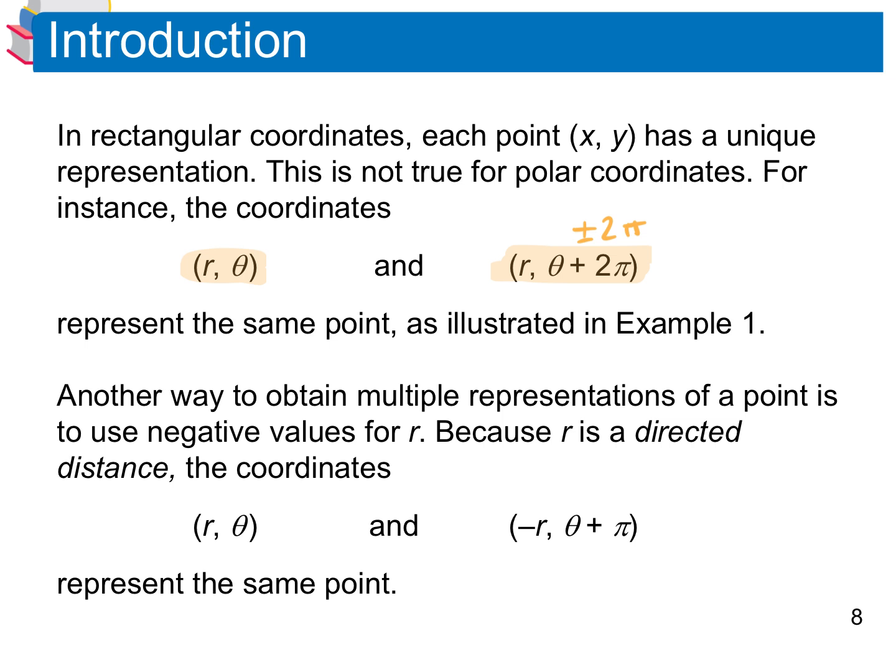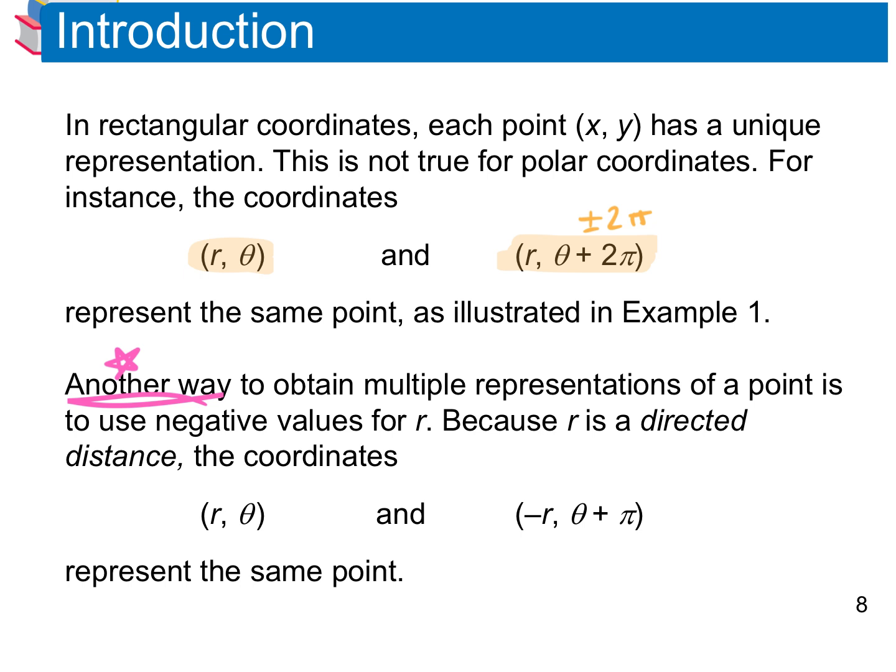It says another way to obtain multiple representations of a point is to use negative values for r. Because r is the directed distance, negative would mean that we go away from the angle. So if we changed our r to negative, we would add or subtract pi each time. So if we keep our r the same, we add or subtract 2 pi. If we change our r to negative, we add or subtract pi. So these are super, super, super important.